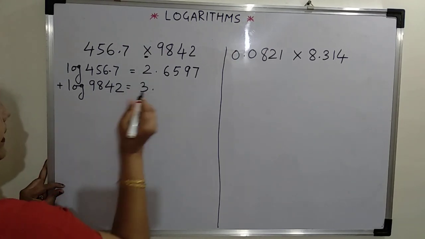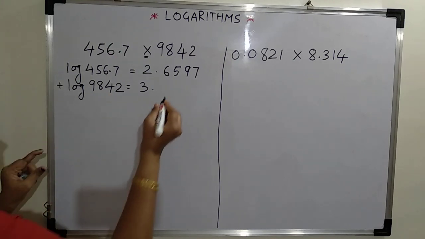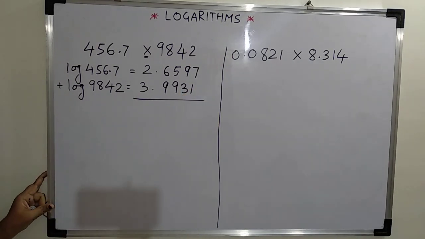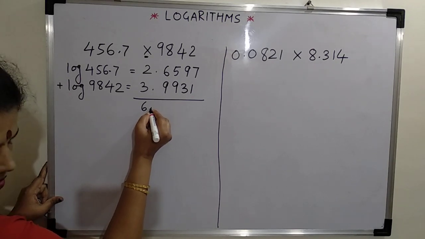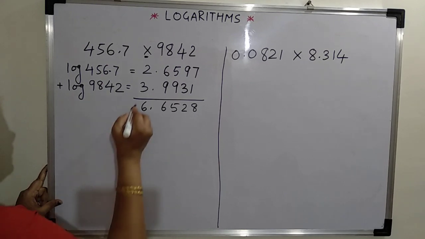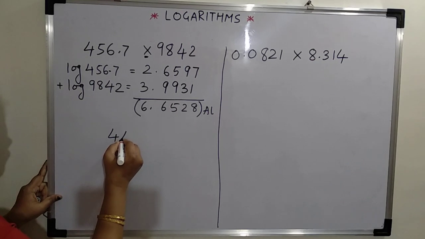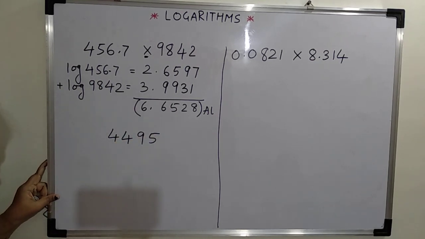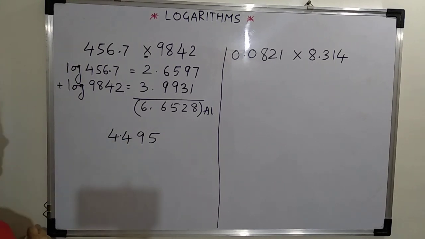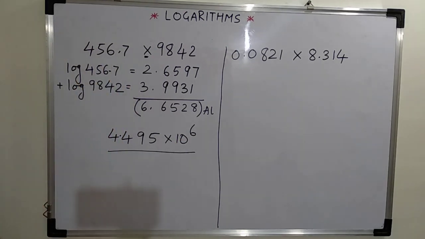If I see this, 1, 2, 3, 4 minus 1. So this will be 3.98 under 4 and 2 mean difference. So it will come to 9931. Now if I add this, I will get 6.6528. I'll go for the antilog. Antilog value I get 4495, right? So where to put the decimal now? Leaving one digit from this side, I will place the decimal here into 10 raised to 6. So this is your answer for this calculation.